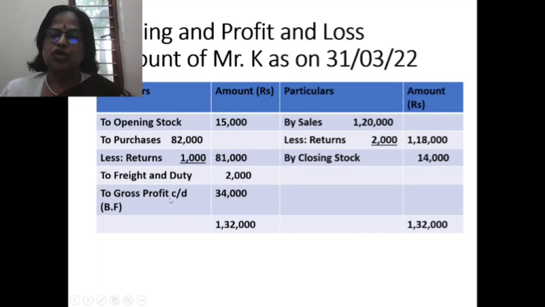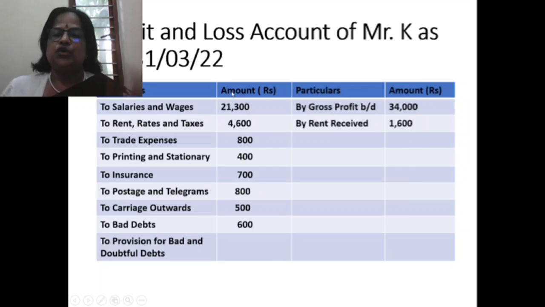You are getting gross profit. So gross profit you will transfer to the credit side of the profit and loss account. By gross profit brought down 34,000. By rent received 1,600. Now the debit side, we have more entries.